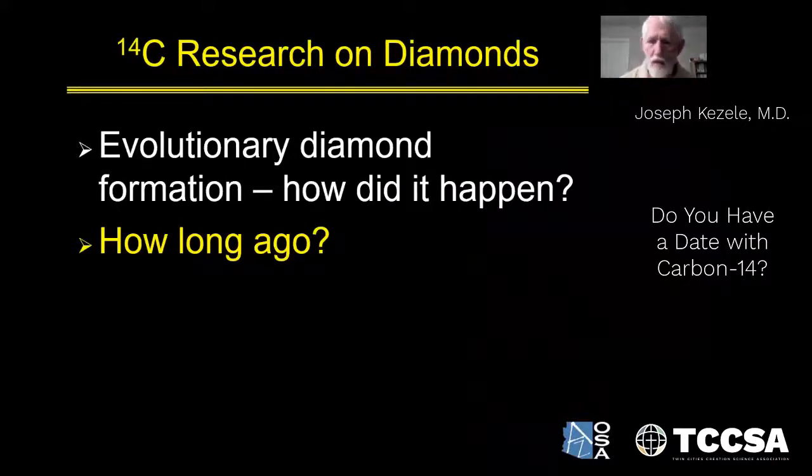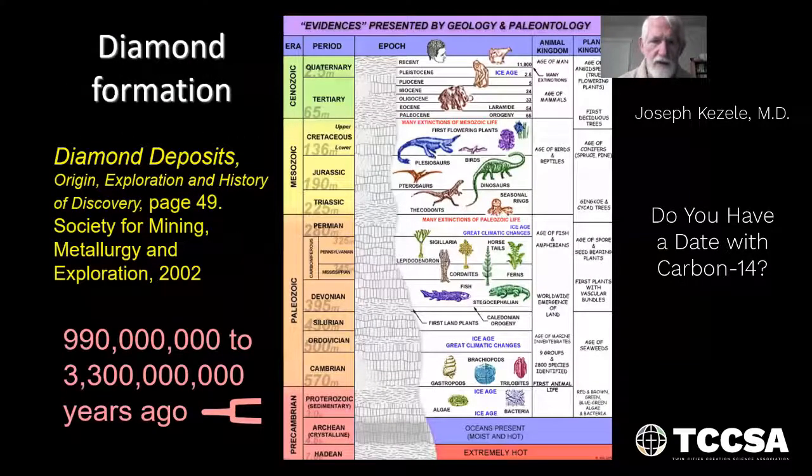How long ago? Well, according to the evolutionists, a billion to 3.3 billion. You know, I misspoke earlier when I was talking about the coal formation. I should have said million, 300, 350 million years. I said billion by mistake. So here, a billion to 3.3 billion years ago for coal, for diamond formation is how they see it.